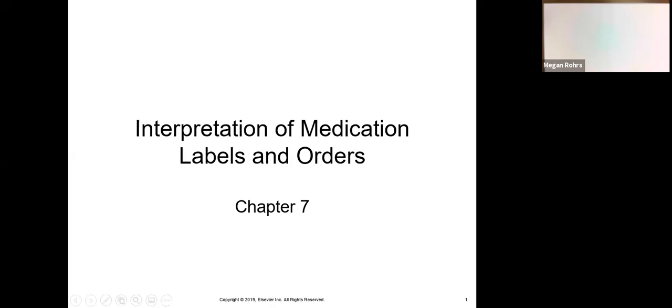Okay, chapter 7 starts on page 127. So if you open up your book to that page, we'll get started here. We're going to be discussing how to interpret both prescriptions and medication orders, and then also how to interpret labels on stock medications.